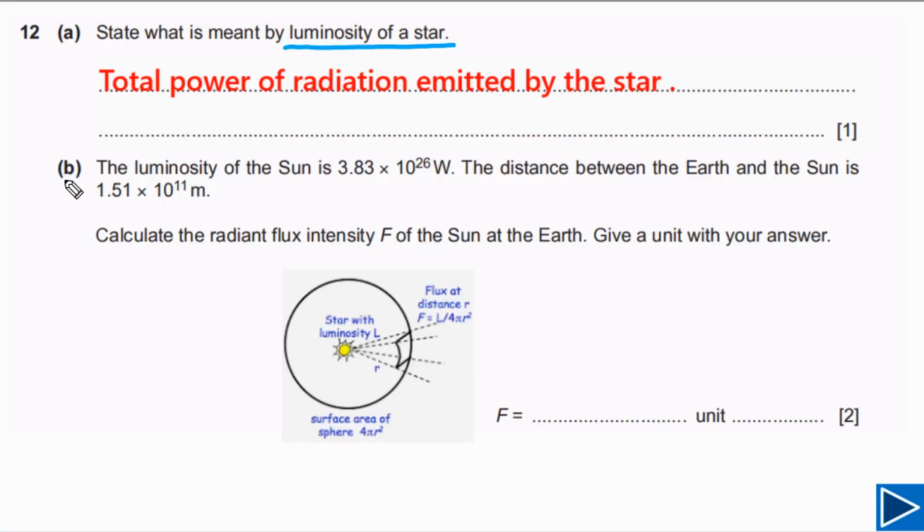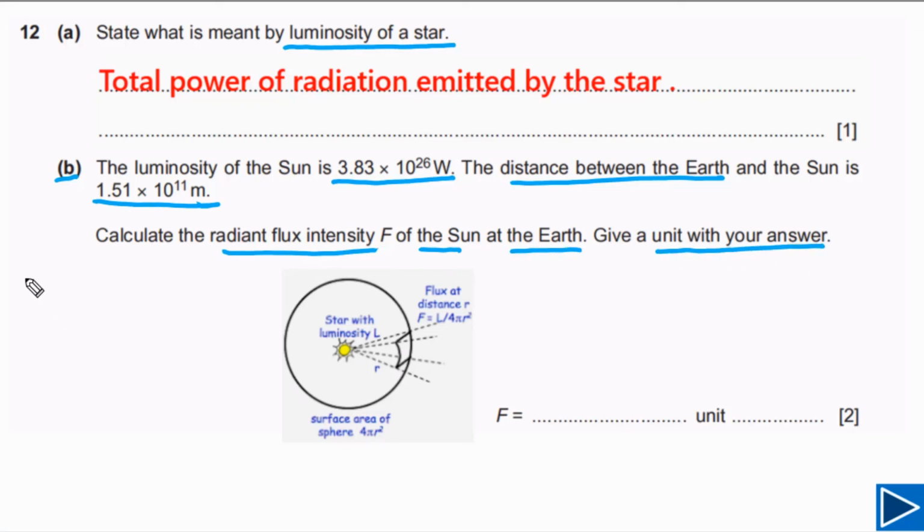Let's move on to part B now. For part B, it is given to us that luminosity of the sun is this, and the distance between the sun and our planet is equal to 1.51 times 10 to 11 meters. The question is asking us to calculate the radiant flux intensity of the sun at the earth and give a unit with your answer. It's a very straightforward question. Radiant flux intensity is equal to luminosity divided by 4 pi d squared, where d is the distance from the star. Now simply we need to plug in values and we can find our answer for flux intensity.